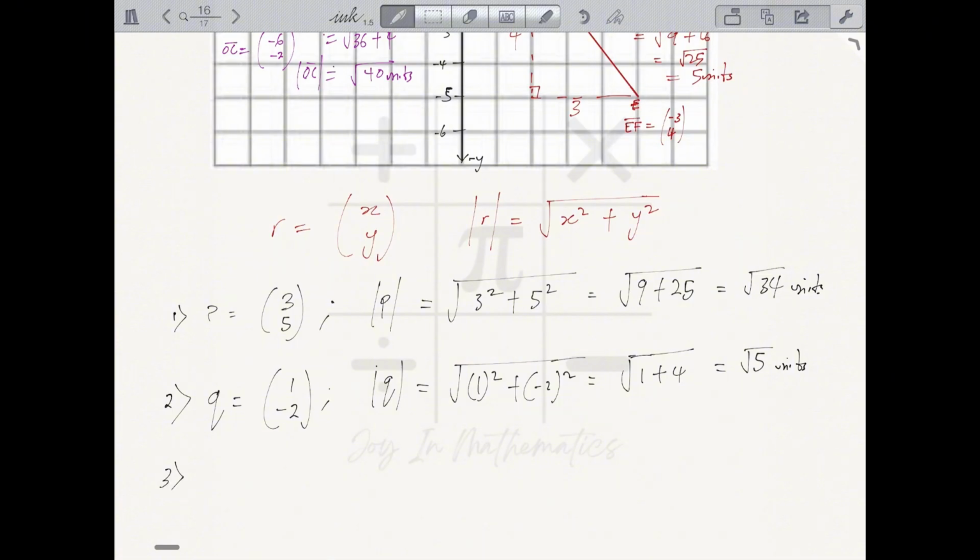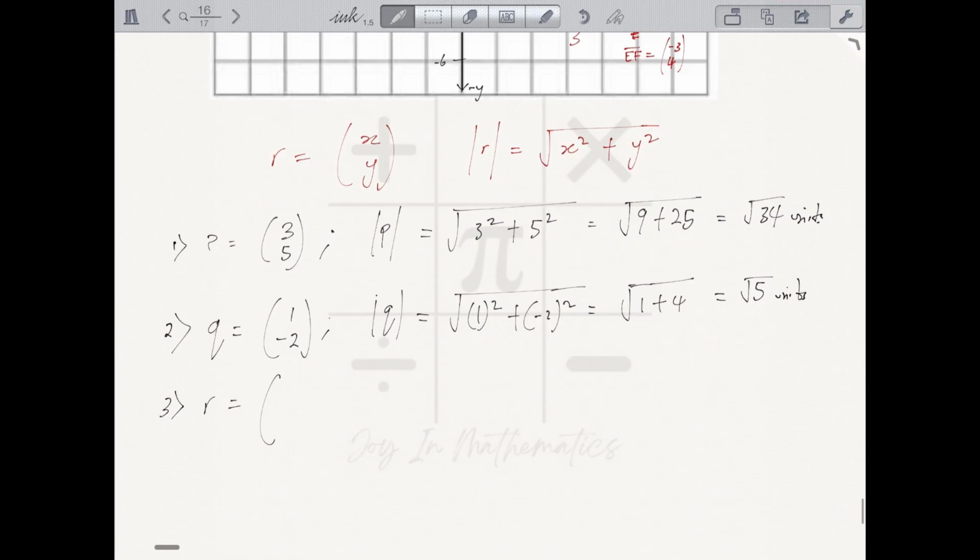Similarly, if we have r as a vector of (-4, 3), the modulus of r, if we simplify that, will be the x component -4 squared plus the y component 3 squared, which is equal to 16 plus 9. And this will be equal to root 25, which is equal to 5 units.